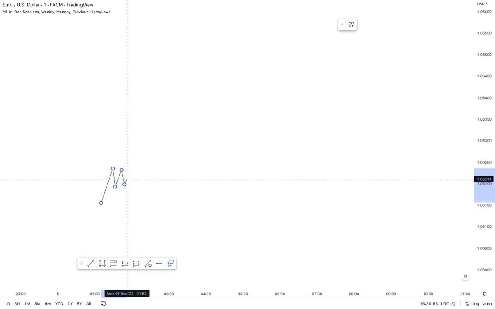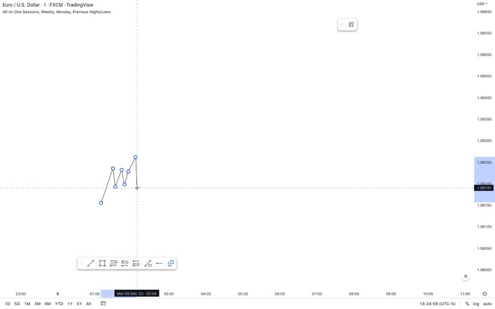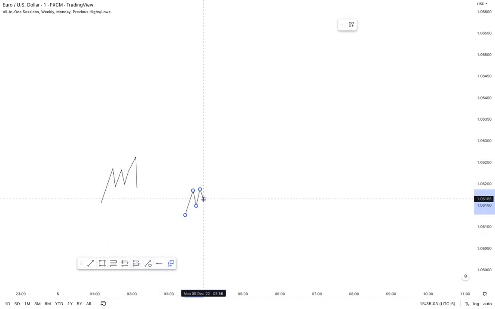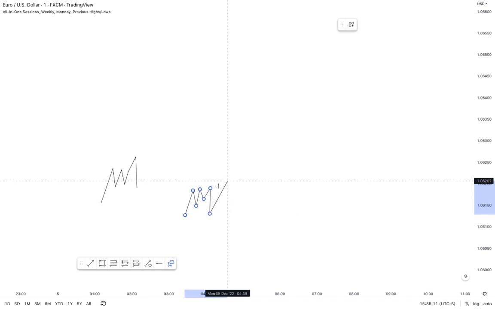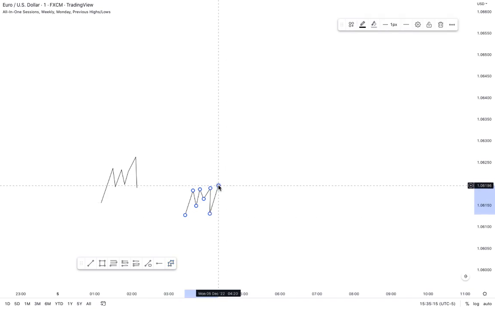Let's say you swept the Asian session's high, your target is going to be the Asian session low. If you swept the London session's low, your target would be the London session's high. Okay, there are three sessions, right? Asian session, London session, and the New York session. Okay, wait for either side to be cleared.